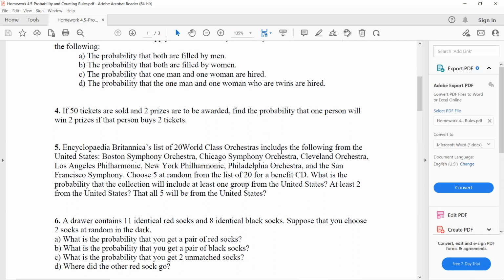Did you try this problem already or not yet? Not yet. Not yet. Okay. So is there something in particular that was confusing you about this? The wording. The wording. Okay.